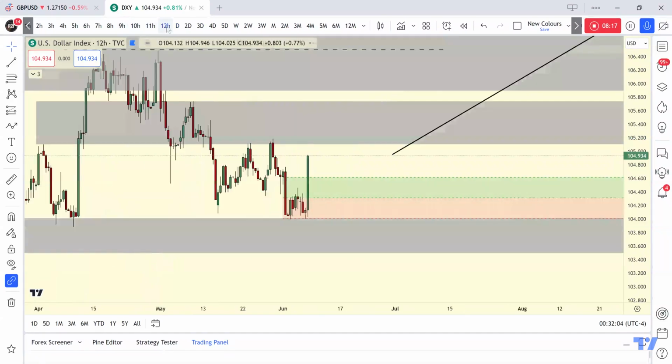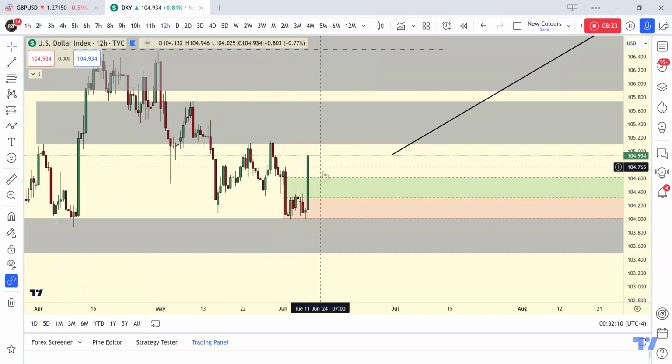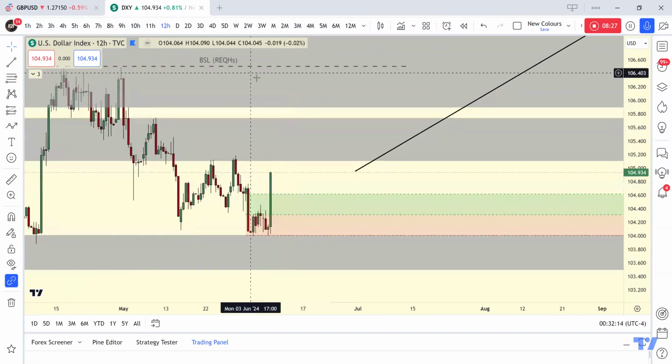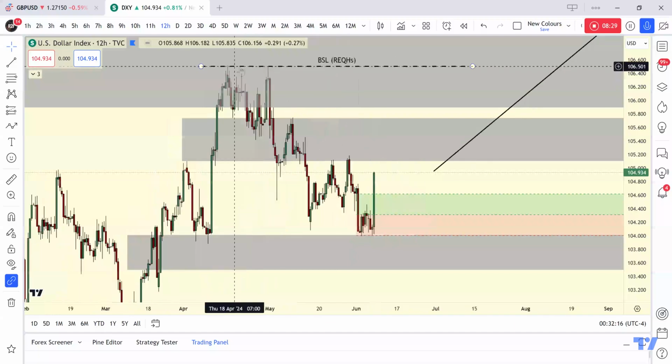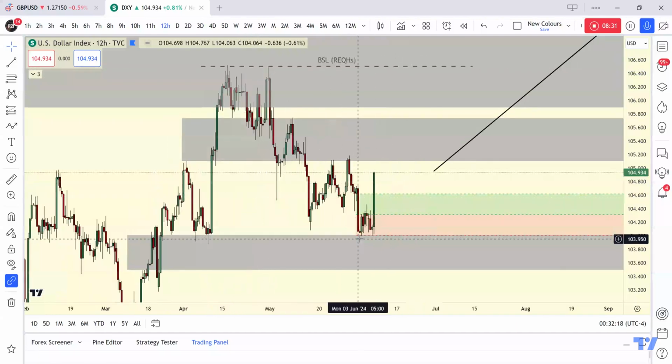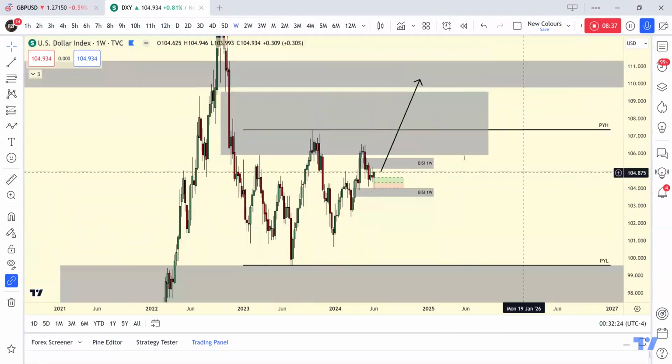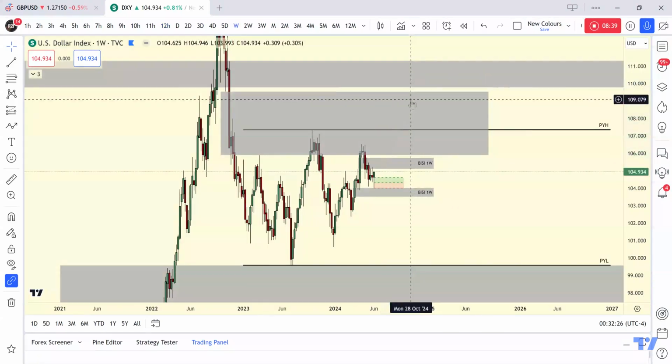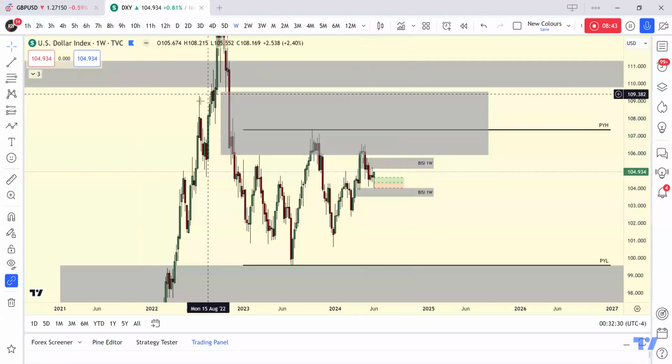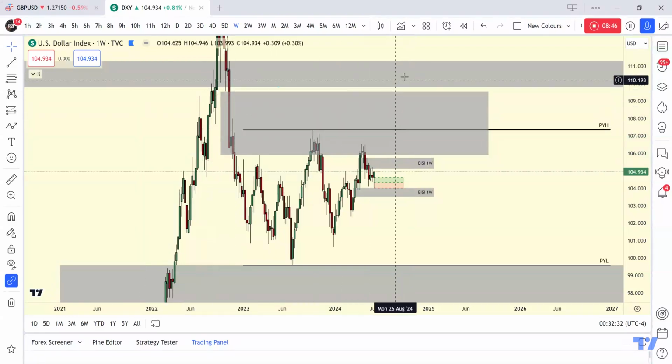Going down to the 12-hour. Yeah, we see a breaker here. We could possibly see it be used as support. And of course, we have the buy side liquidity created up here to eventually be taken. Okay, so that's my bias currently, that we come up into that area on the dollar index. You can see a nice breaker here as well on the weekly. So that's a good target.